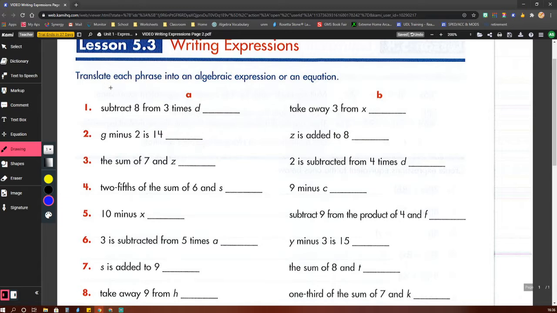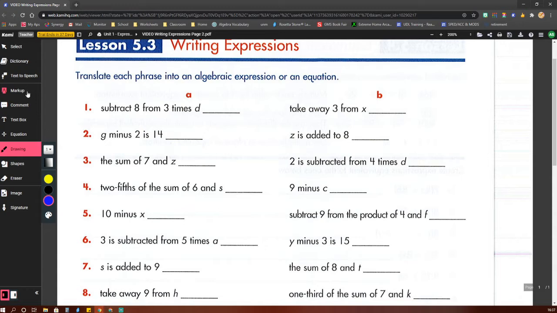So for this first one, it says, translate each phrase into an algebraic expression or an equation. So what we're going to do is read this. Subtract 8 from 3 times d.